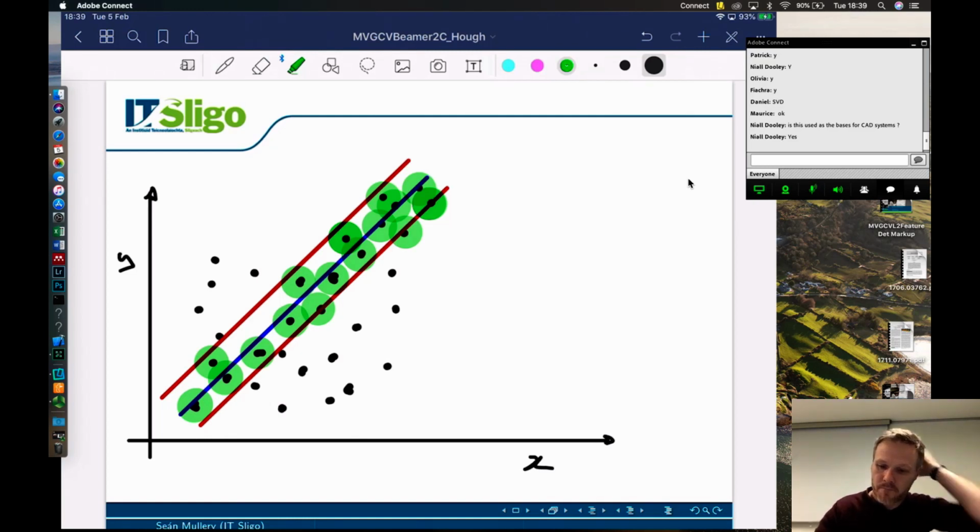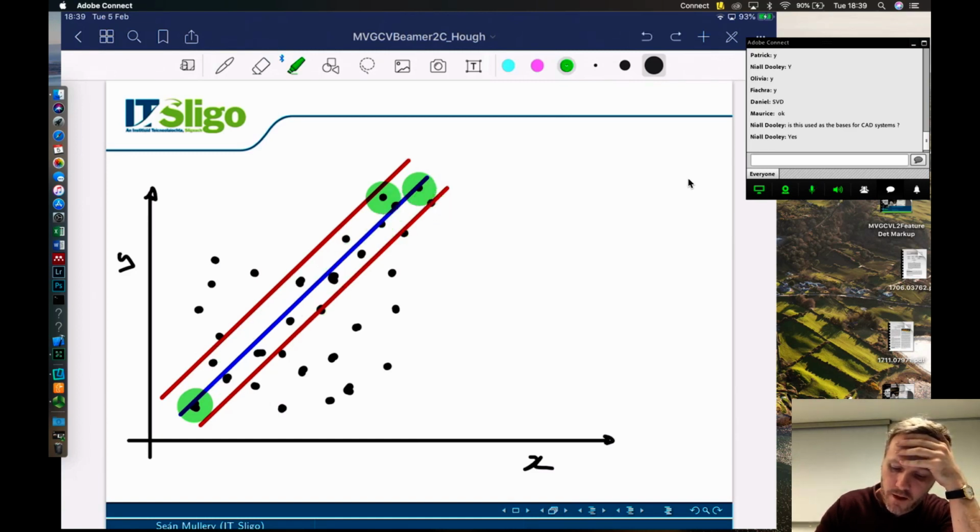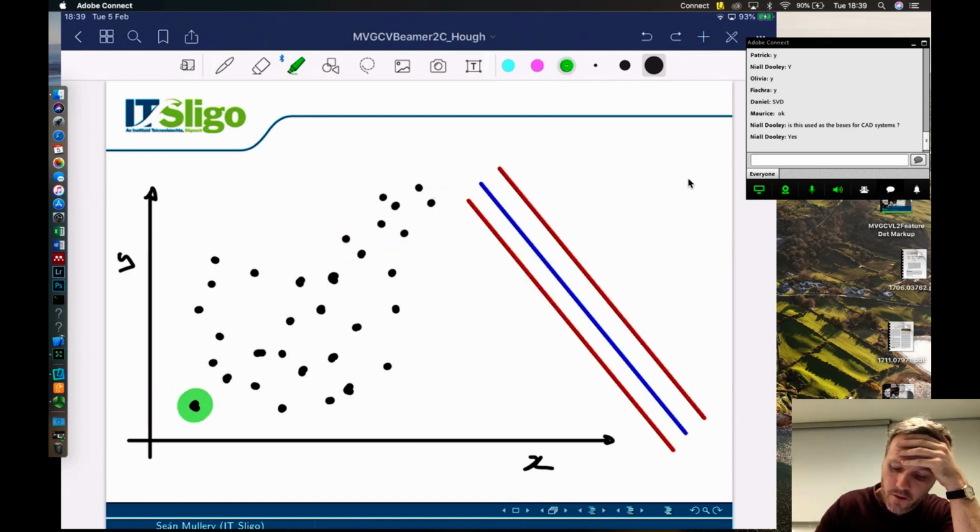Okay. Now let's take an example of what happens when we get a line like this. Let's say we pick that point and that point, which could of course happen.